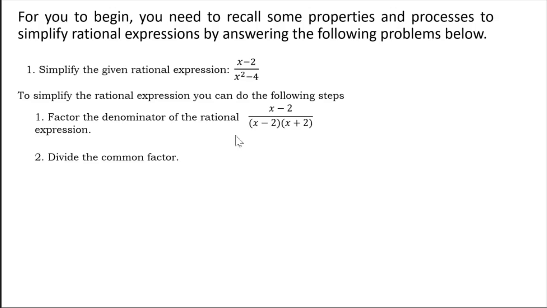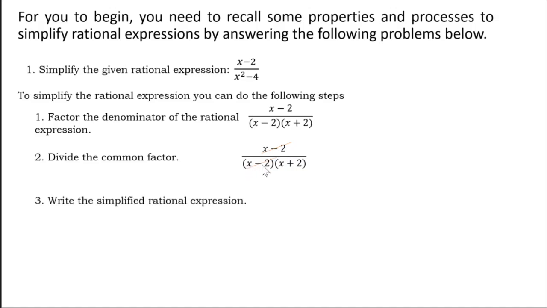Divide the common factor. So what is the common factor? Of course, the x minus 2 divided by x minus 2. Any number divided by the same number is always equal to 1. Say for example, 5 divided by 5 is equal to 1. So x minus 2 over x minus 2 becomes 1. So the x minus 2 here becomes 1. The same with the other x minus 2, it becomes 1.